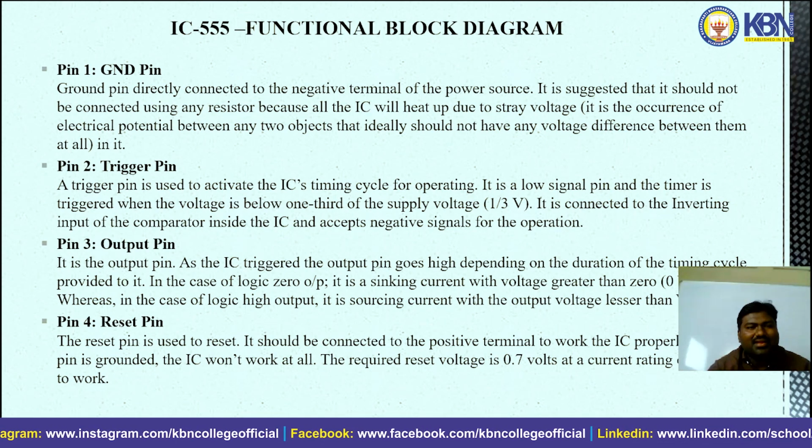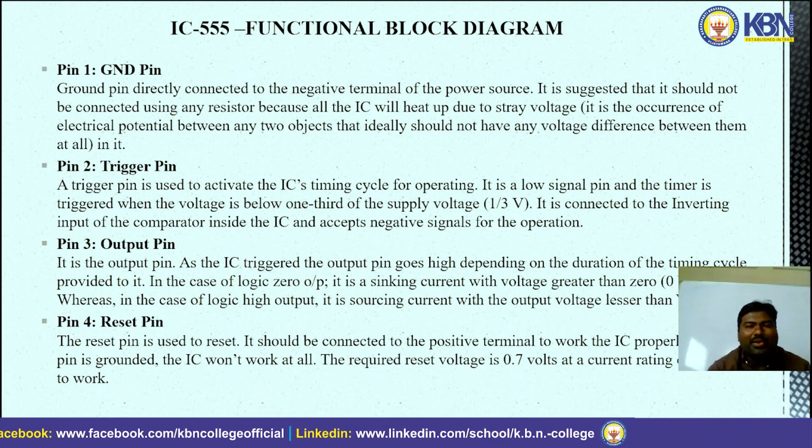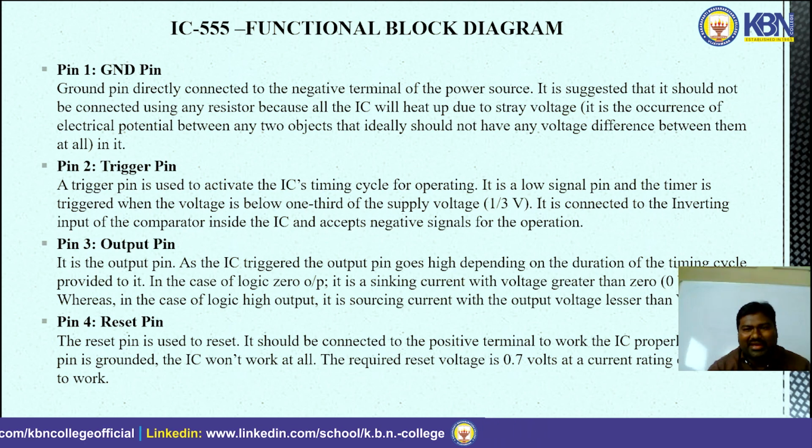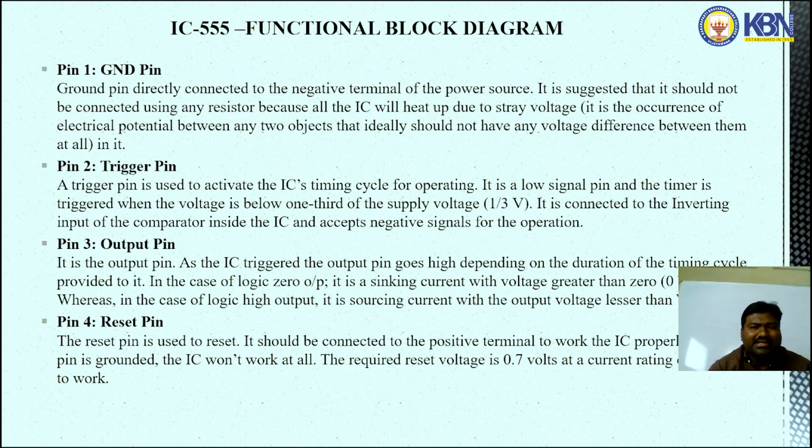Second pin, the trigger pin. The trigger pin is used to activate the IC's timing cycle. It is a low signal pin, and the timer is triggered when the voltage is below 1/3 of the supply voltage. It is connected to the inverting input terminal of the comparator inside the IC and accepts negative signals for operation. The third pin is the output pin. The output pin gives the output of the IC 555 timer.